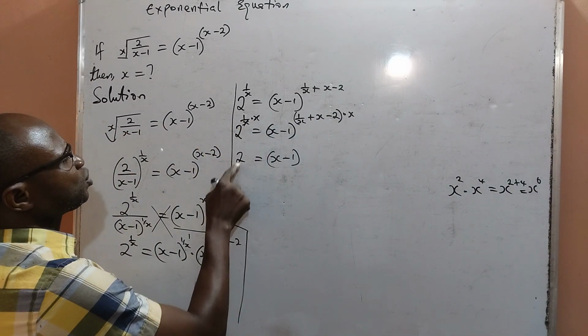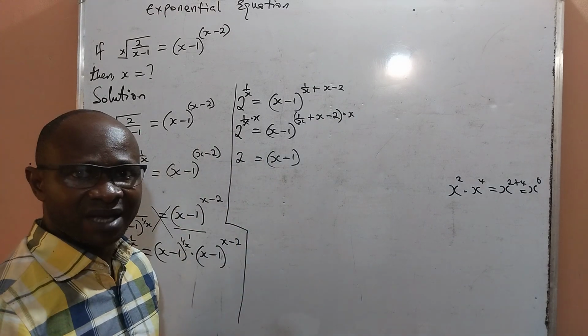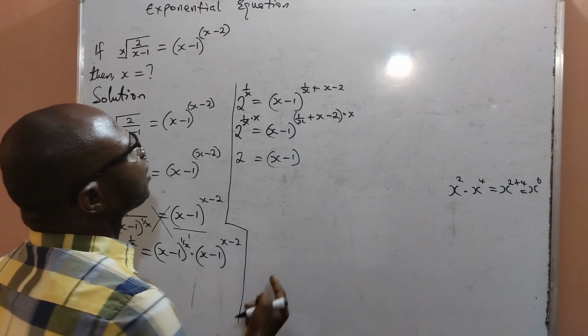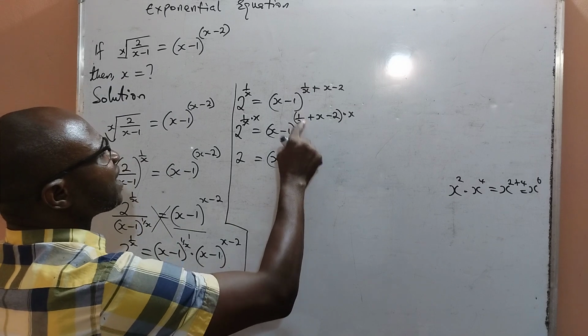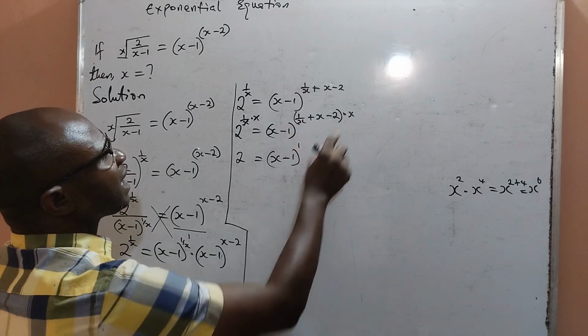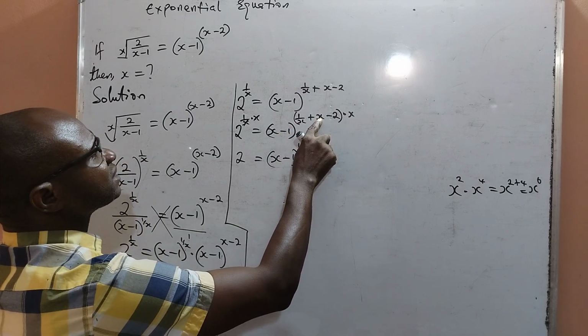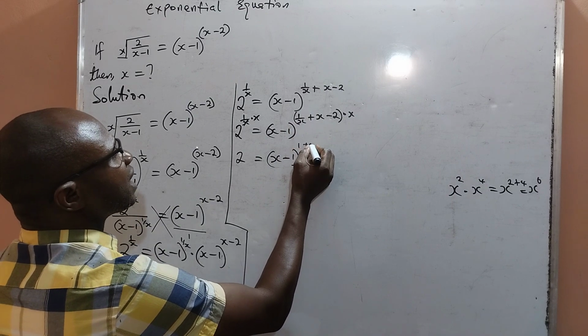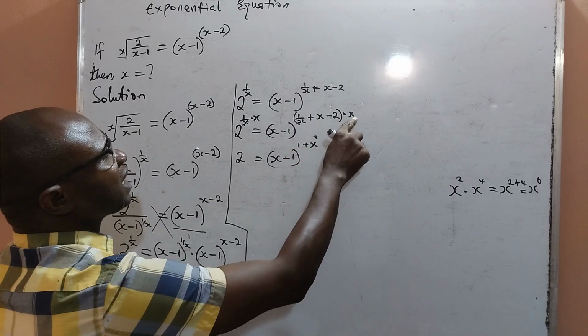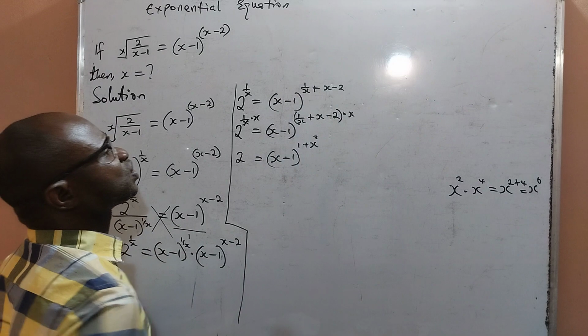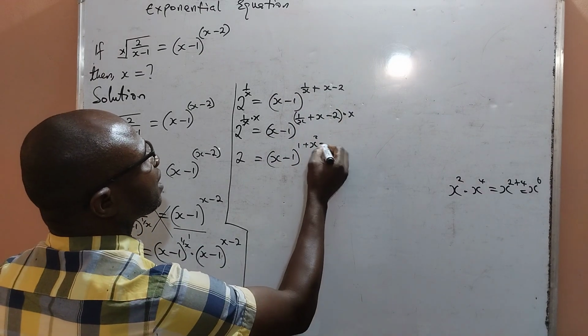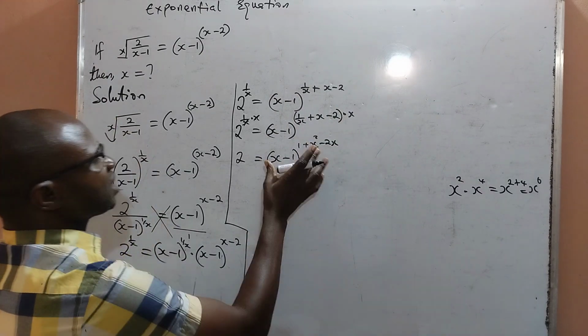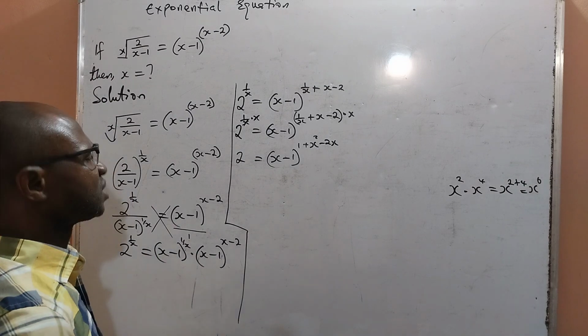That is why I have here 2 raised to the power 1, which is the same thing as 2. So x multiplied by 1 over x will give me 1, and x multiplied by x will give me x raised to the power 2. Then x multiplied by minus 2 will give me minus 2x. This is what it will result.